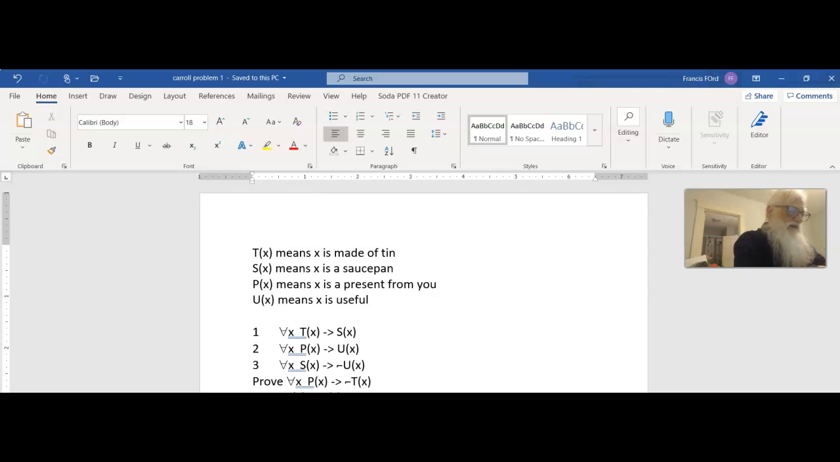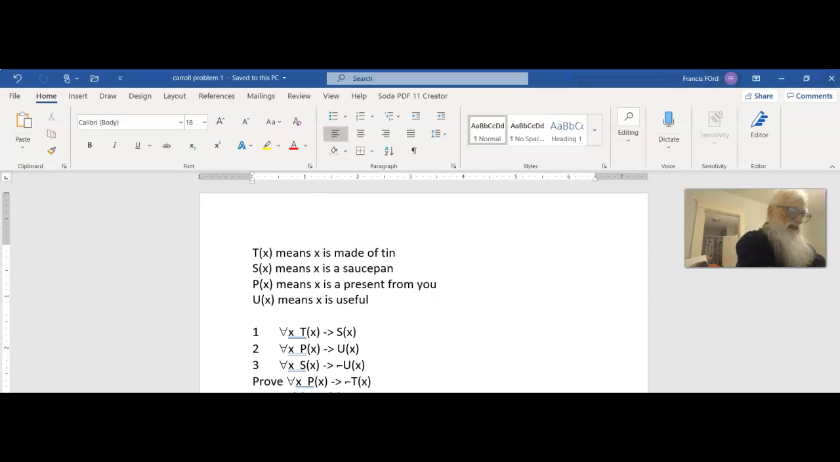Now, the first one becomes, for all X, if it's made of tin, my first statement is going to be anything made of tin is a saucepan. I translated it there for you. The second statement is going to be anything that's a present from you is useful. My third statement is going to be, if I have a saucepan, it's not useful. What I want to prove is that if you give me a present, P of X, it's not made of tin.